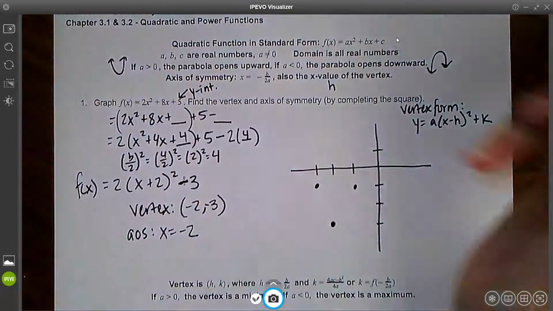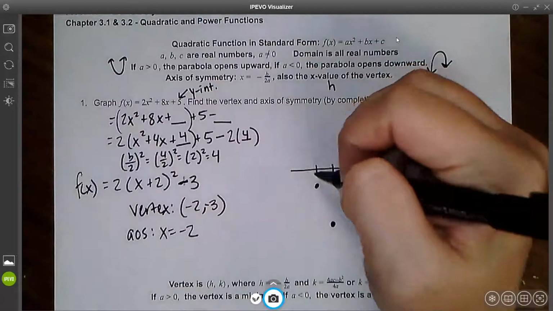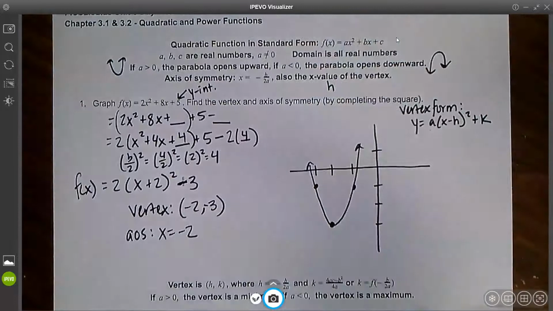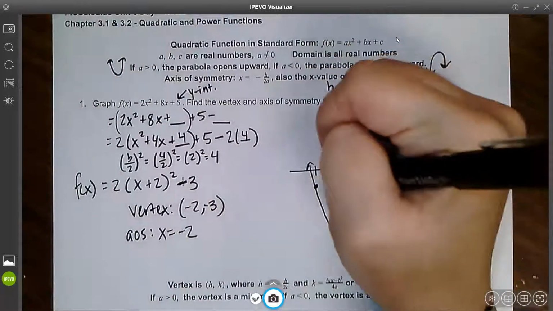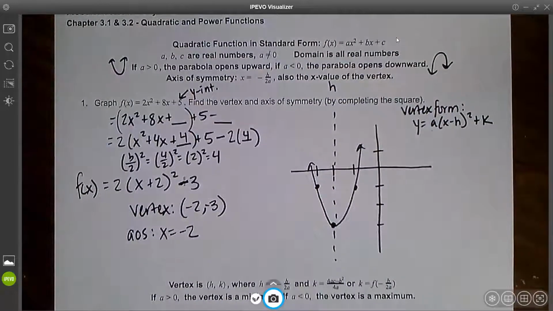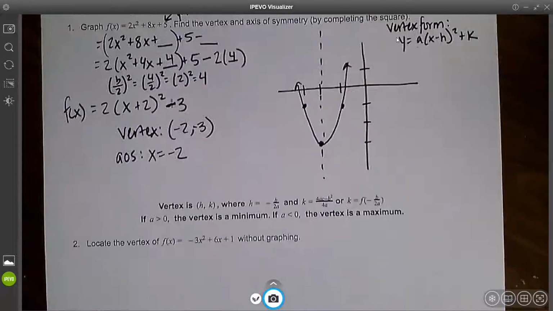Just a note, I'm not going to graph it that high, so I'm just going to do this over here. And there we go. My axis of symmetry, sometimes I'll graph that in there, and that would be this line here, x equals -2. Your vertex is (h, k), where h is -b/2a, and k is f of h. That's the way I'm going to denote it in your practice homework. k is f of h.